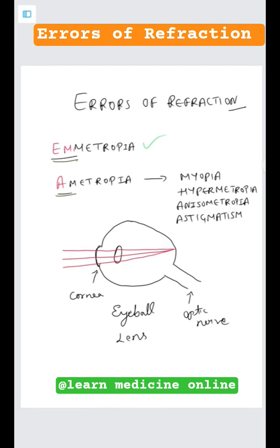First, what is emmetropia? When the rays of light coming from an object are properly focused onto the retina, the eye is called an emmetropic eye. In simple words, this is a normal eye where the refractive power is normal.